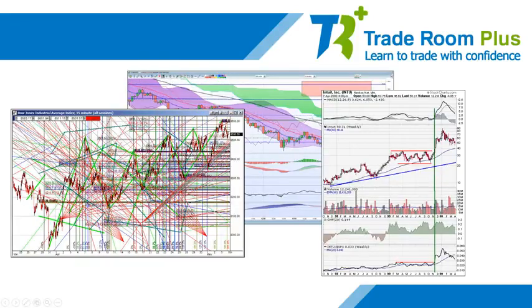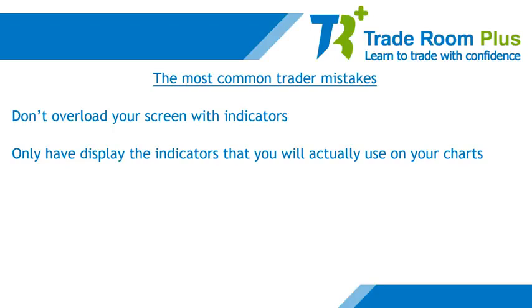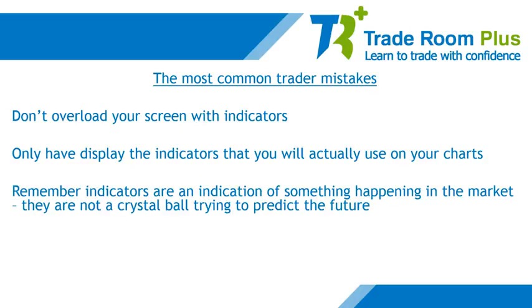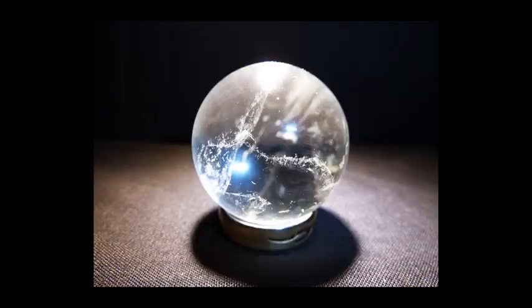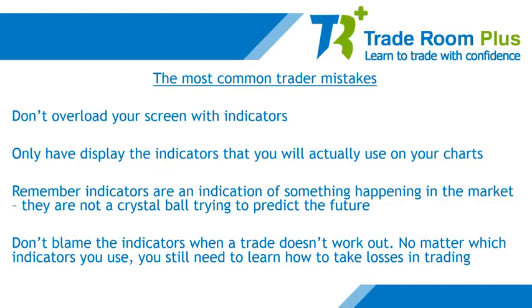Here are some of the most common mistakes traders make with technical indicators. Don't overload your screen with indicators. Only display the indicators on your charts that you'll actually use. A lot of traders overload the charts with indicators as an excuse to overtrade. Remember, indicators are an indication of something happening in the market. They aren't a crystal ball trying to predict the future. Don't blame the indicators when a trade doesn't work out. No matter which indicators you use, you will still need to take losses in trading.